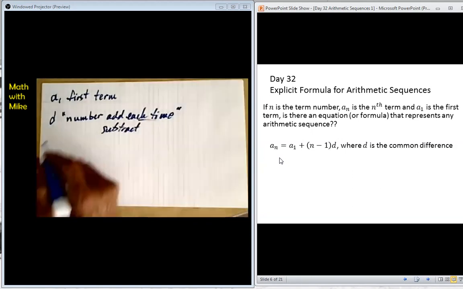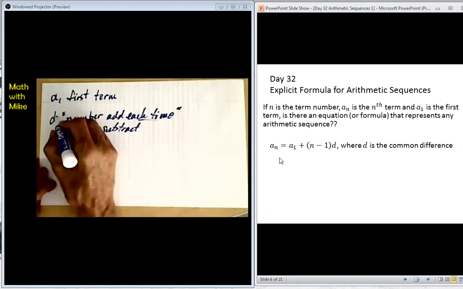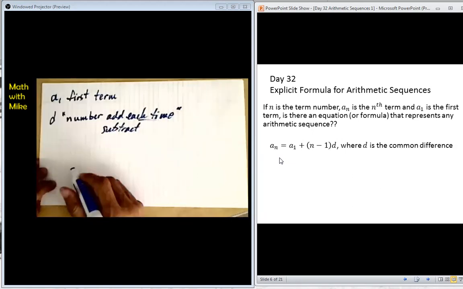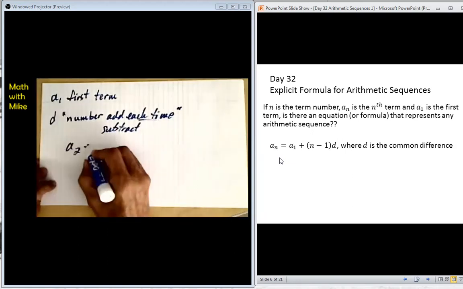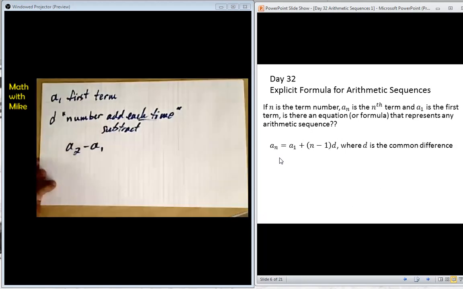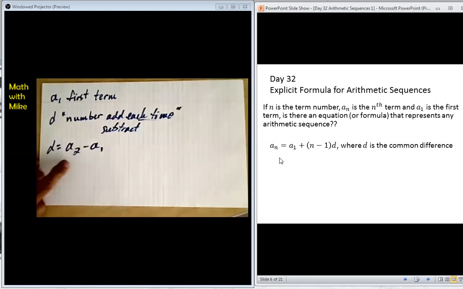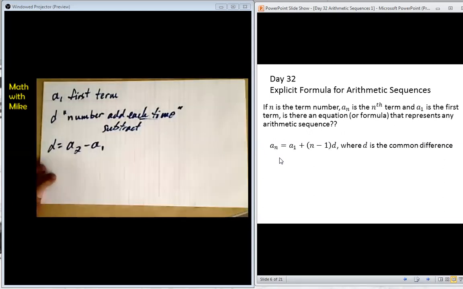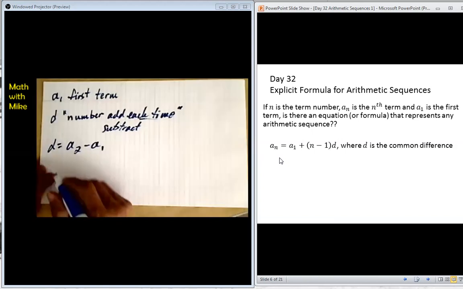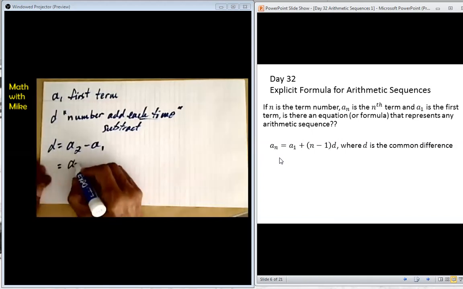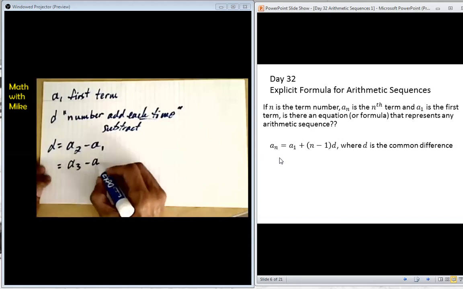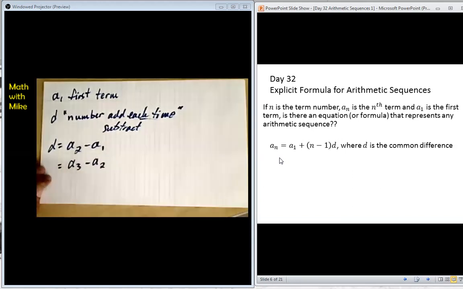Good. Someone from class said that it's A2 minus A1. Absolutely. You can take the second term minus the term in front of it, and that gives you what D is equal to. That's nice. It works for some other numbers as well, not just the first and the second. Also works for, see, third minus the second, all the way along.